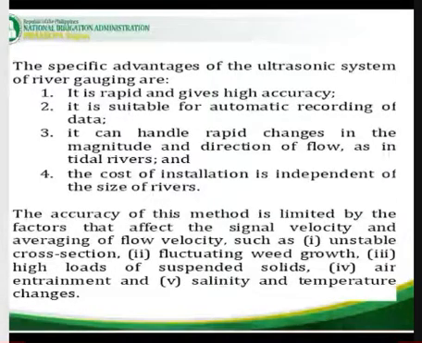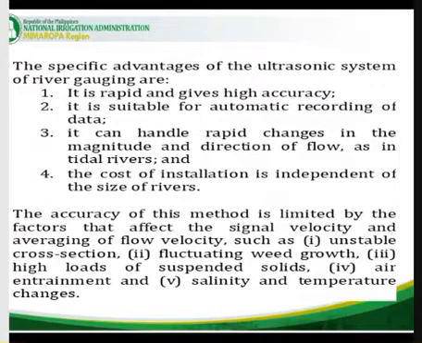The specific advantages of the ultrasonic system of river gauging are: number one, it is rapid and gives high accuracy. Number two, it is suitable for automatic recording of data. Number three, it can handle rapid changes in the magnitude and direction of flow, as in tidal rivers. And number four, the cost of installation is independent of the size of rivers.